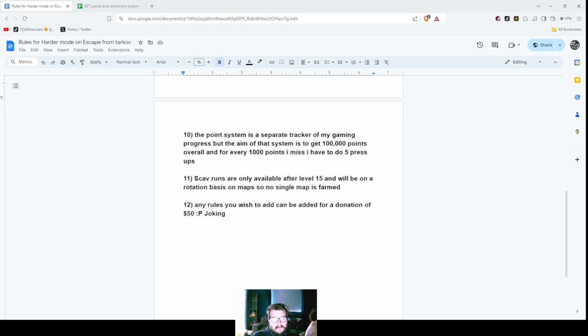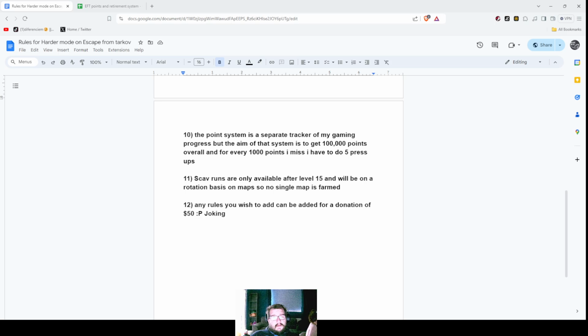Now, the other rule, before I state the point system, is I cannot do scav runs until after level 50. My PMC is level 15. And this will be on a rotation basis on the map, so no single map is farmed. So, for example, I can do Ground Zero, then I'll do Street, then I'll do Customs, and so on and so forth, following the map's route. This is so I don't get comfortable on one map, and it splits it up. So I'm not constantly farming one particular part of the map. I get variety. It also means that if I'm searching for a specific item, I've got to get creative.